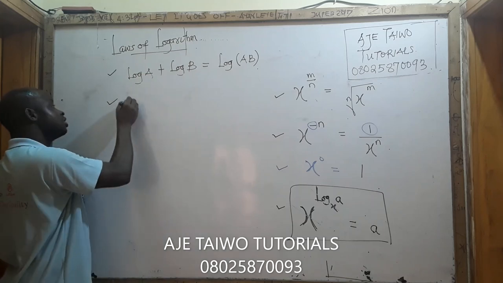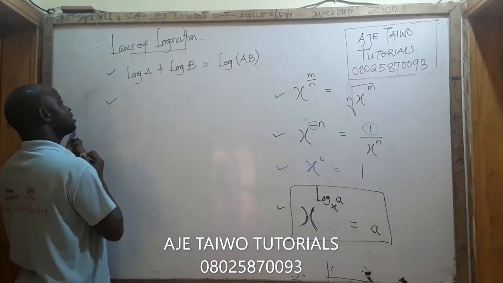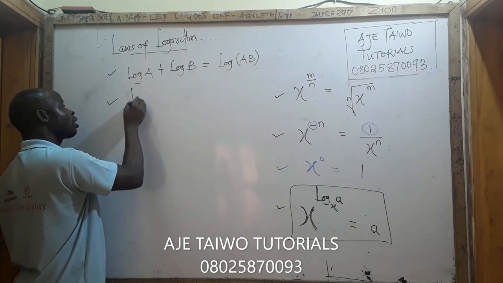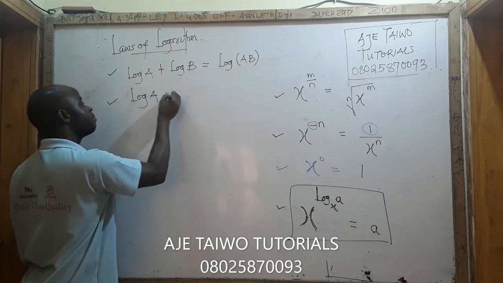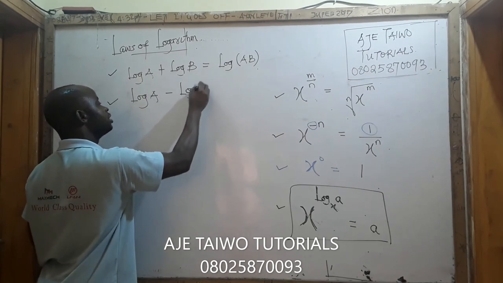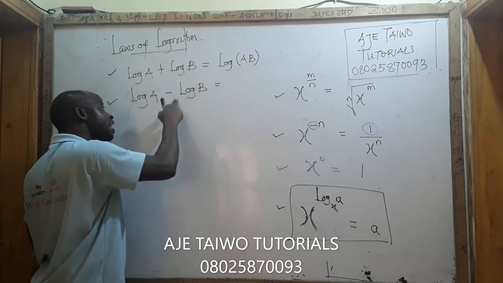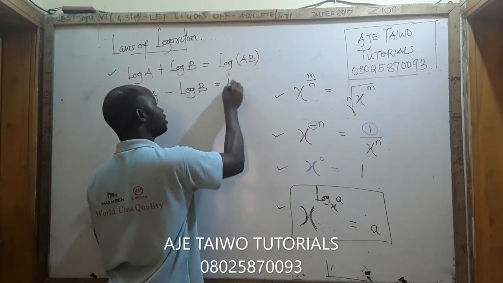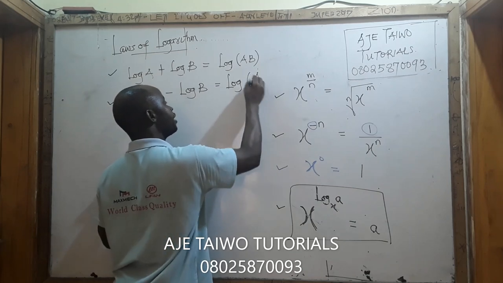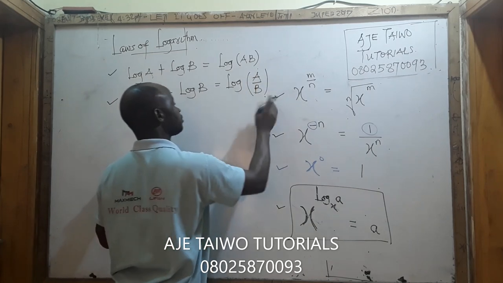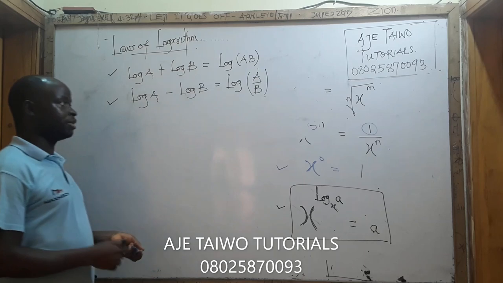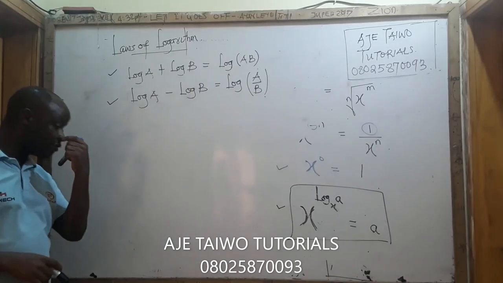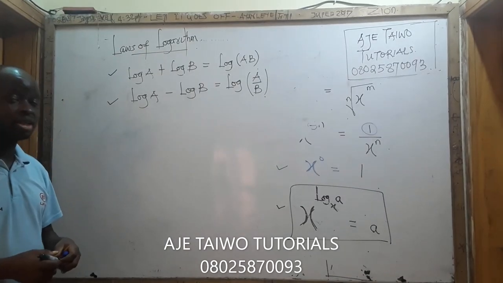The same thing goes with this. Log A minus log B. Take note, there's nothing here. It's because log is common. Log is common into A over B. Take note of that. Very, very important.